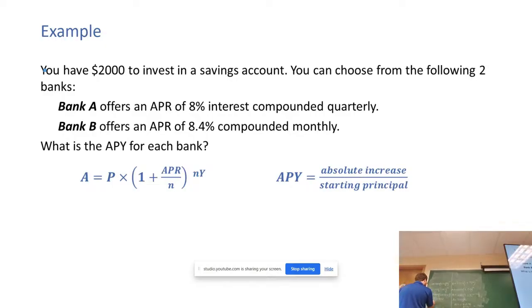So the APY would be an increase of 174.62 divided by a starting amount of 2,000. That's 0.08731, or 8.731% for an APY.